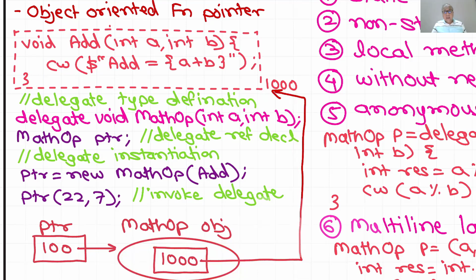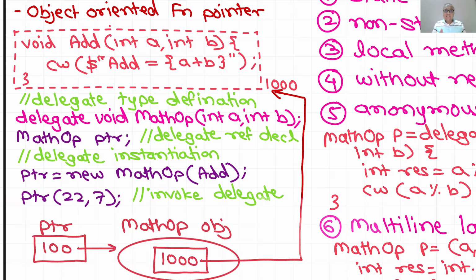Now, once we have the delegate object pointing to the function, we can call that particular function just like a normal function name. So I'm simply saying PTR(22, 7). What will happen? In this particular case, it will eventually make a call to the add function, and 22 and 7 are passed as arguments a and b into the function, and then the function is executed. If the function has some return value, then that return value can be collected over here. Currently, we are dealing with a void function.